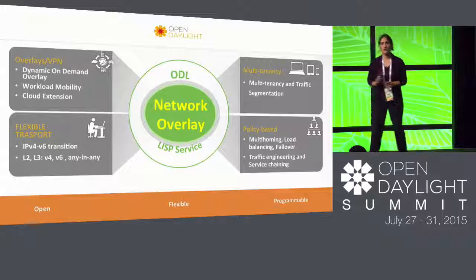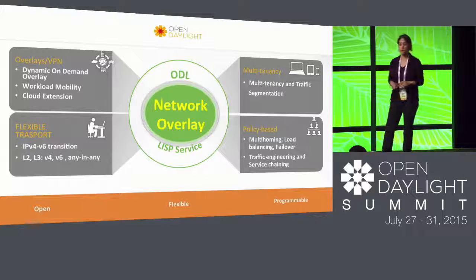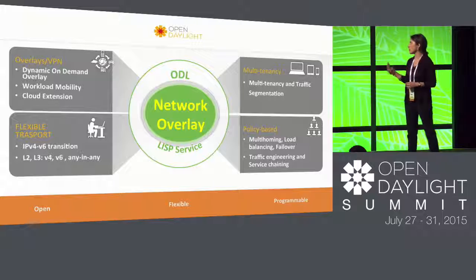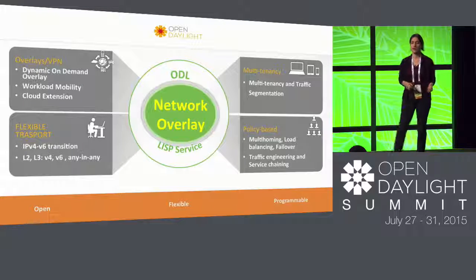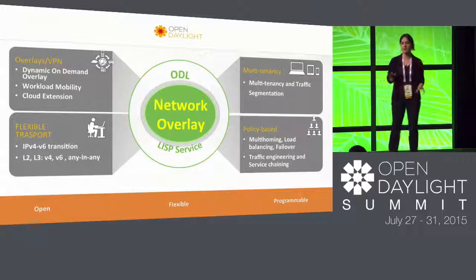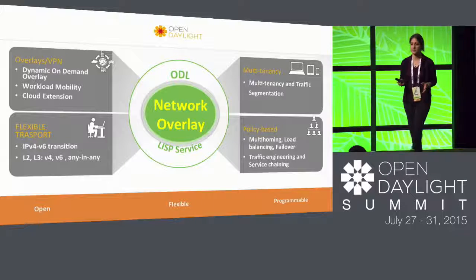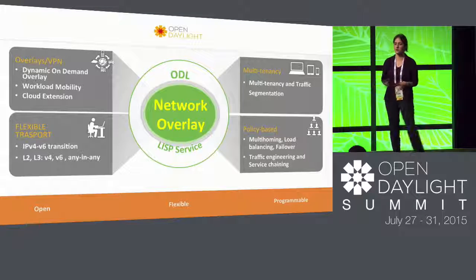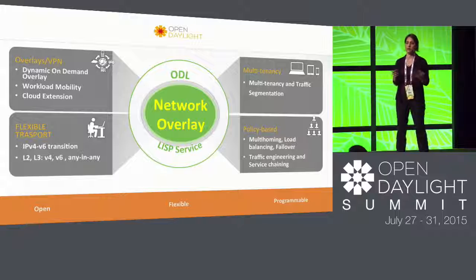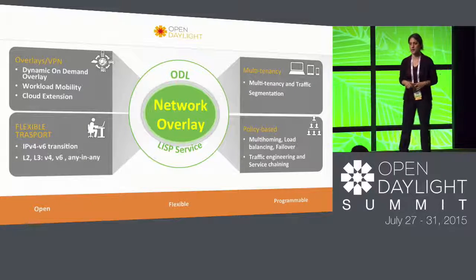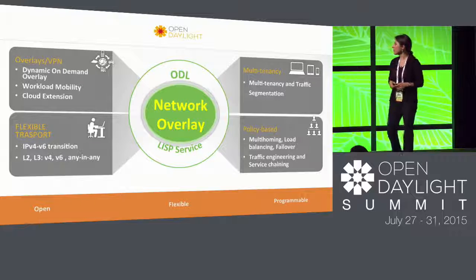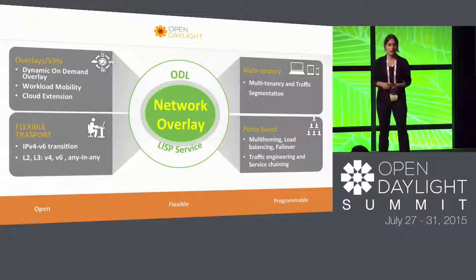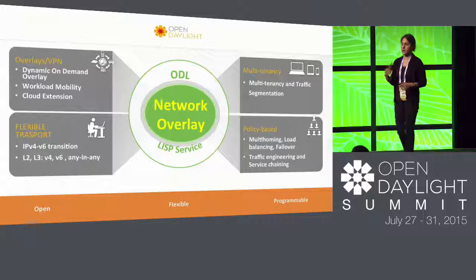And lastly, we talk about the policy basic use cases. So we mentioned earlier multi-homing and load balancing. Also, failover scenarios. For instance, you can have multi-homing with active backup scenarios. And if one interface or one routing locator fails, you can change the priority to the backup and still have connectivity. And lastly, traffic engineering, including service chaining that we'll talk about.